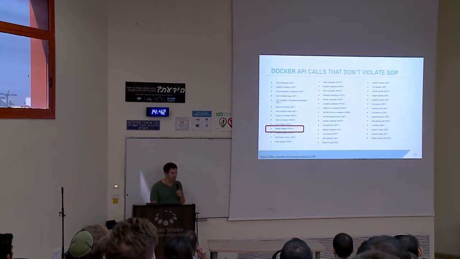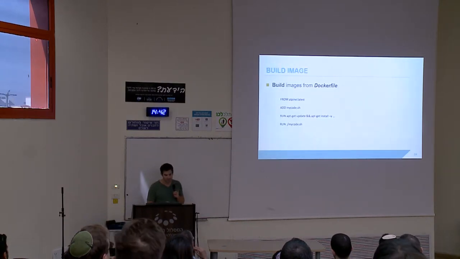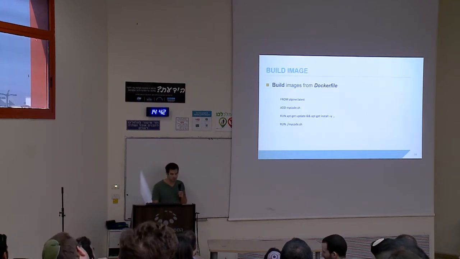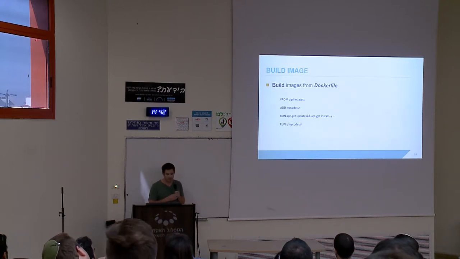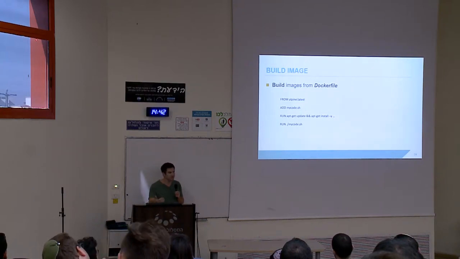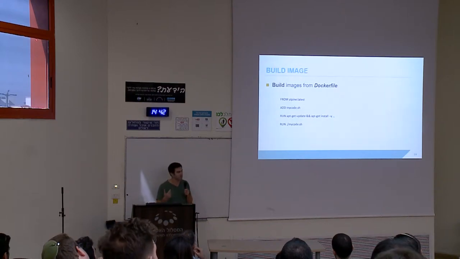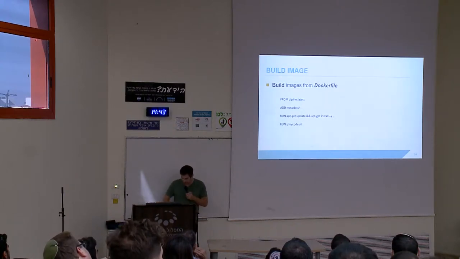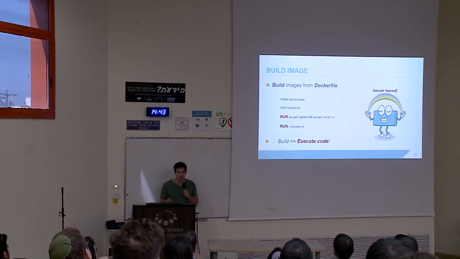And immediately we noticed the build API call. So what does build do? Build basically tells the Docker engine to construct an image, and it looks at something called the Dockerfile. It's basically a text file, and it's read line by line and does things. Here, for example, I'm pulling from an image called Alpine. I'm adding some shellcode, I'm updating packages, and finally, I'm running some shellcode. So building is actually executing code because we have the RUN command.